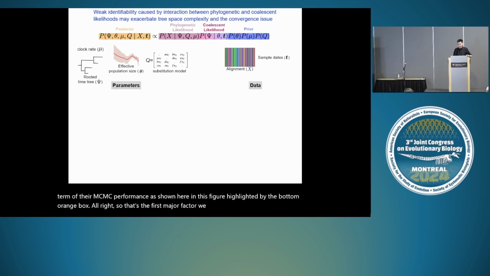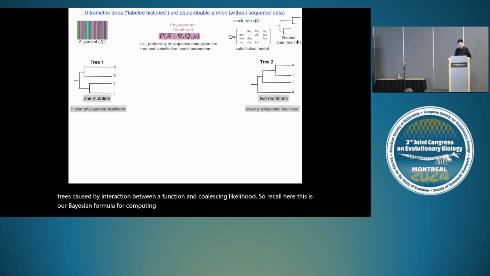Here I'm going to switch gears a little bit. I'm going to talk about the other factor that may further exacerbate the difficulty of tree inference for phylogenetic inference, which is the weak identifiability among trees caused by the interaction between phylogenetic and coalescent likelihoods. So recall, this is our Bayesian formula for computing the joint posterior density.